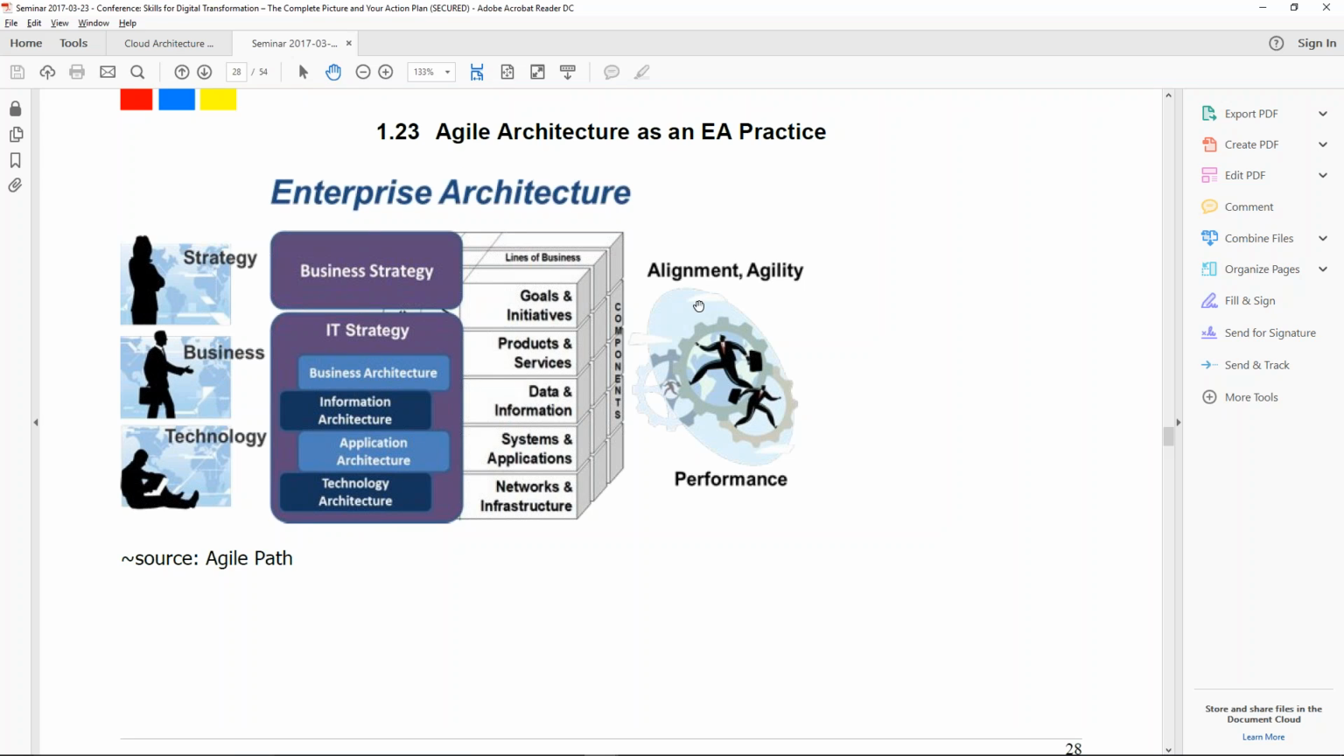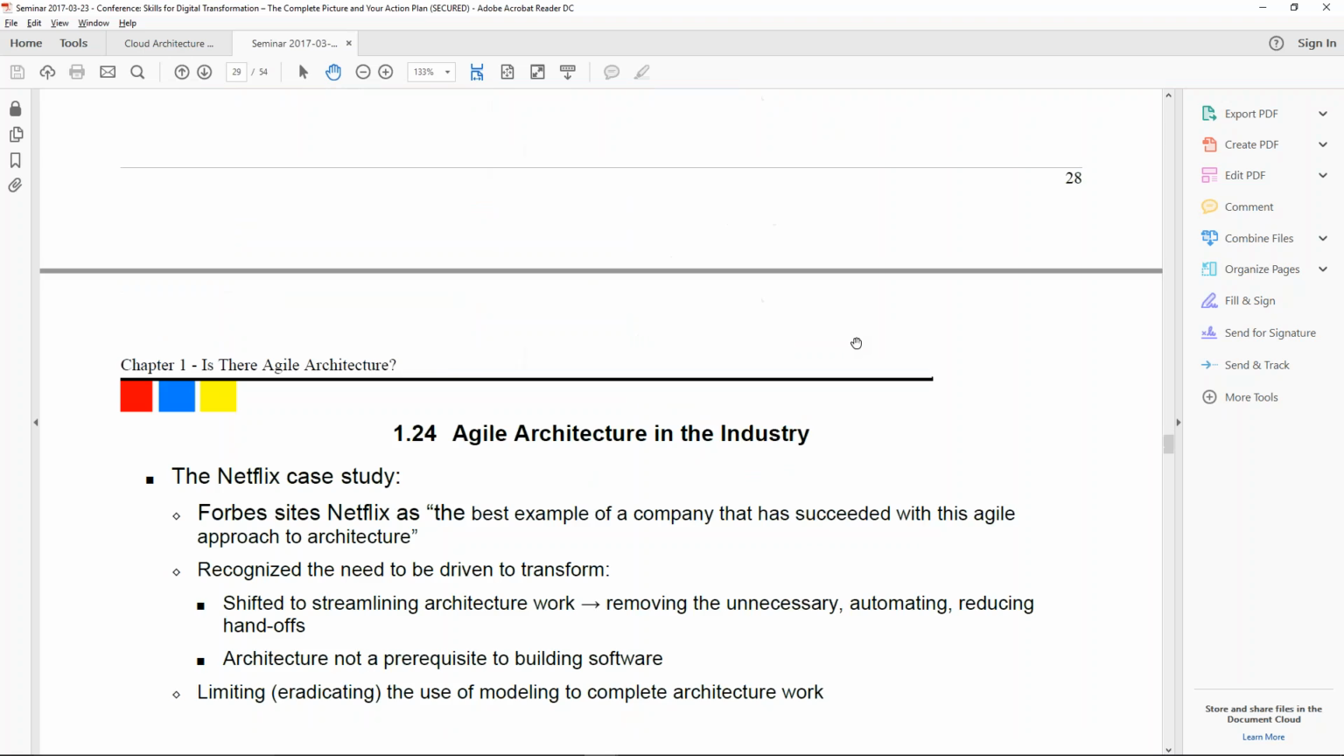Is Agile architecture potentially an EA practice? Yes, it is. It fits into existing architectural things. We have lines of business and goals and initiatives and systems and performance, and agility is going to more and more contribute to what things we are trying to make decisions about.